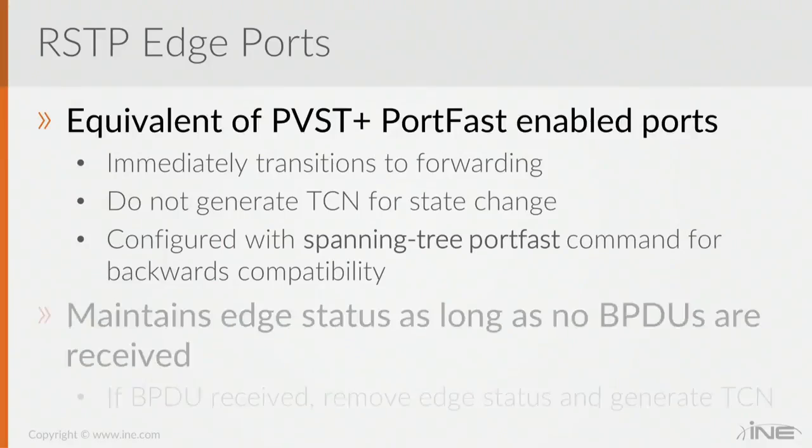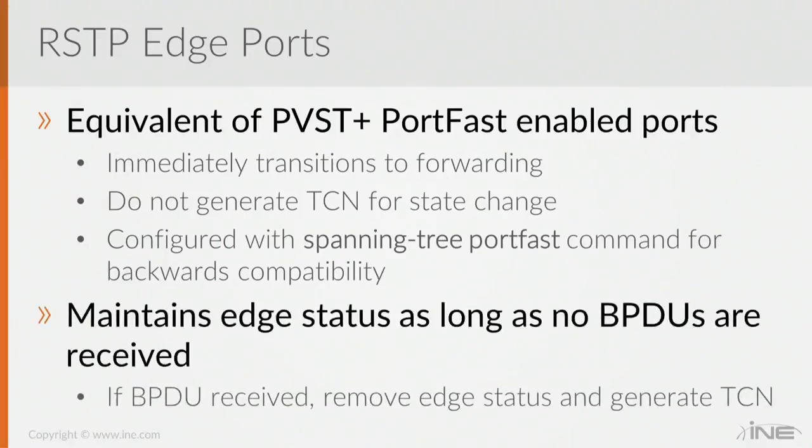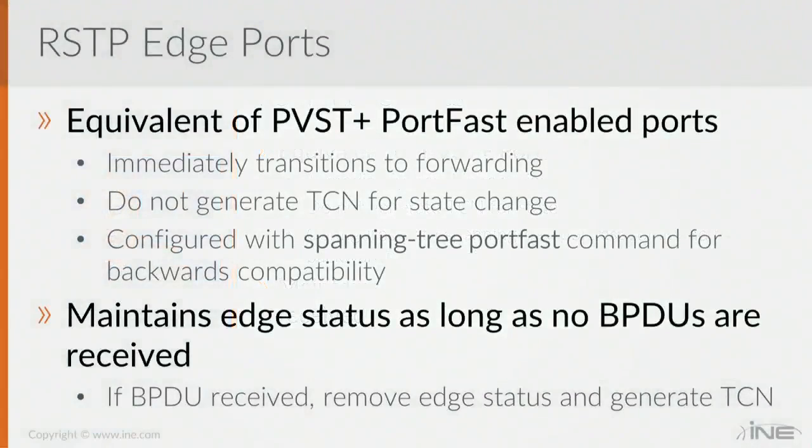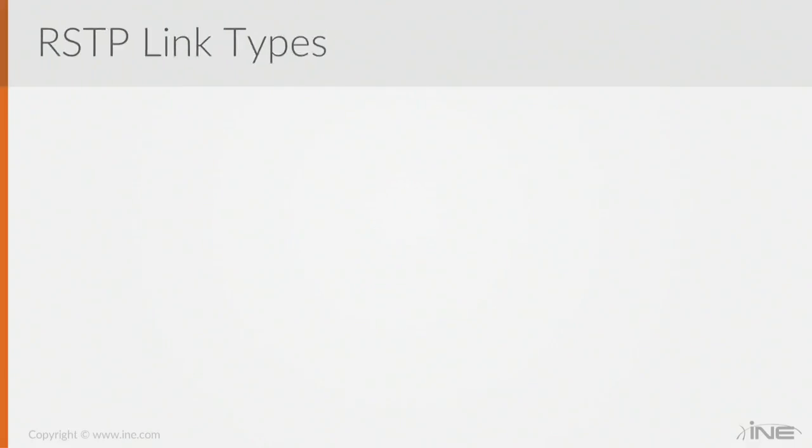Okay, we also have a couple different link types. This says it maintains edge status as long as no BPDUs are received. We'll come back to this in a second. This is actually the same behavior as I mentioned in port fast: if you configure an edge port between two switches, it automatically figures that out. It's not going to cause a loop in the network. As soon as a BPDU comes in, it knows to revert out of edge state and go to normal point-to-point state.